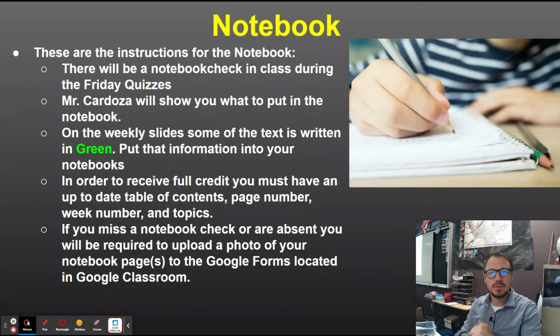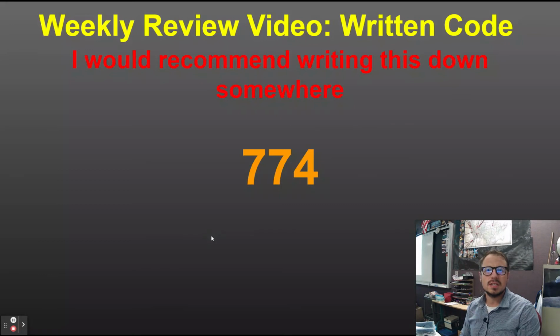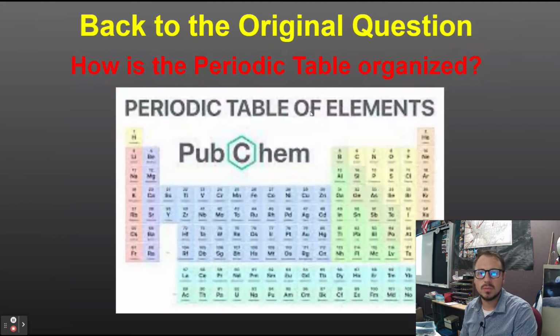You can bullet that information, the bullet points, to have a nice, concise idea behind what we are learning. So this is the weekly review written code. I would recommend you write this down somewhere.